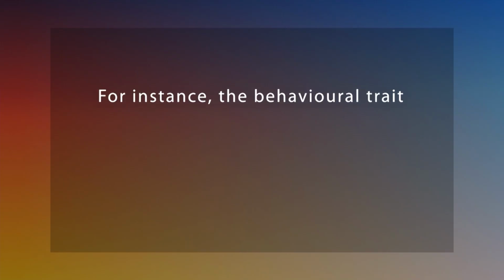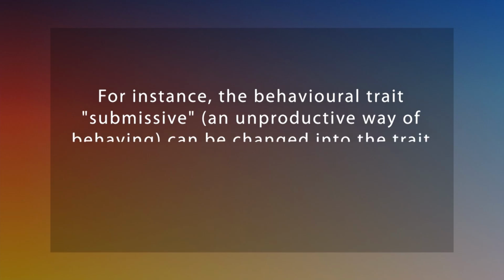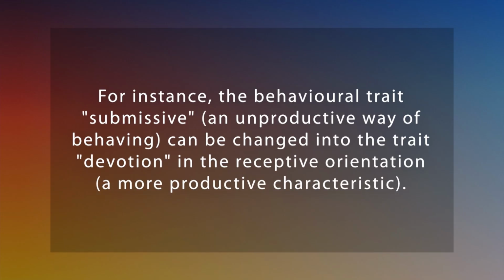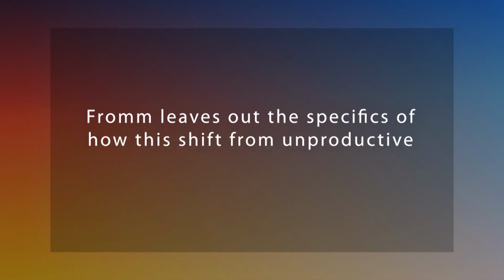However, Fromm emphasizes that each of these orientations has both favorable and unfavorable features. Each orientation covers a spectrum of behavior ranging from wholly unproductive to at least halfway productive. For instance, the behavioral trait such as submissive, which is an unproductive way of behaving, can be changed into the trait of devotion in the receptive orientation, which is a more productive characteristic. The spineless trait can be changed into polite, the cowardly feature into the sensitive, and the unprincipled trait into the adaptive. Unfortunately, Fromm leaves out the specifics of how this shift from unproductive to productive occurs.